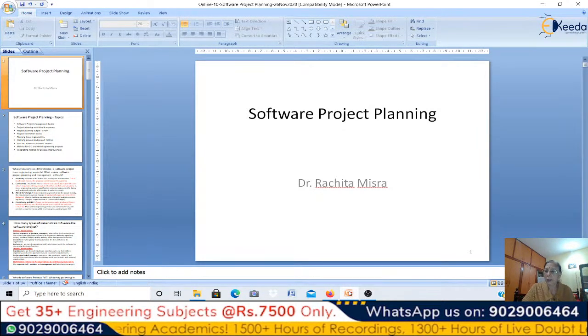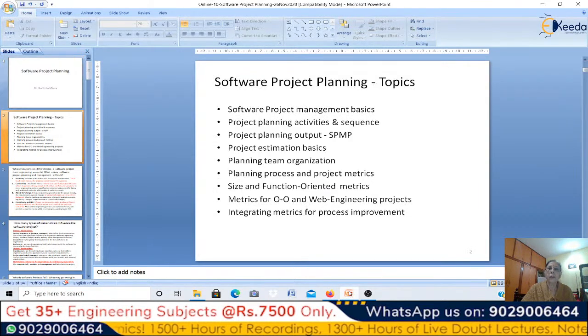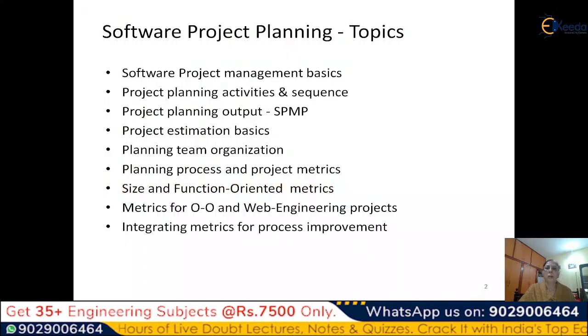So today we will cover topics on project planning. Let me put it on slideshow. Yeah, that's better. So we will deal with some of the topics in software project planning. We'll discuss some of the basics, and then we will look into the project planning activities. What is the sequence we will follow? We will look into the output that comes out of the planning, which is called the SPMP. And we will also look into the project estimations.